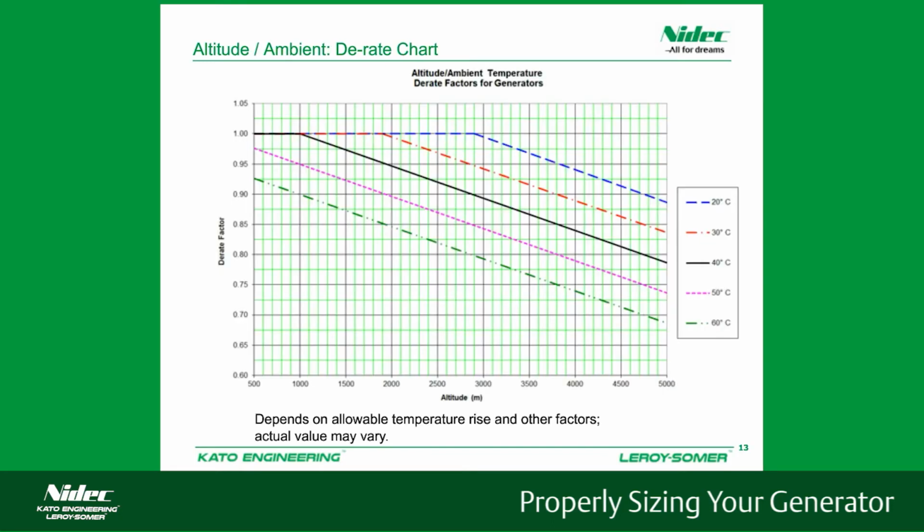So here we have a chart to show how much we have to derate by the altitude. Typically we rate our generators for up to 1,000 degrees. And you can see at 40 degrees C there's no derate there.